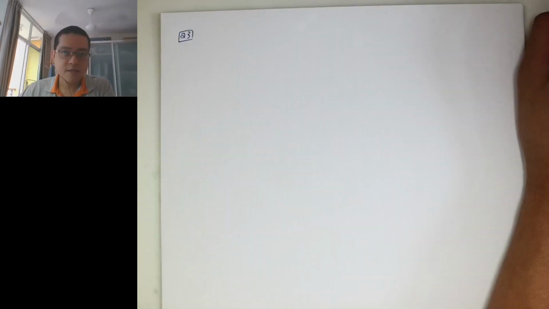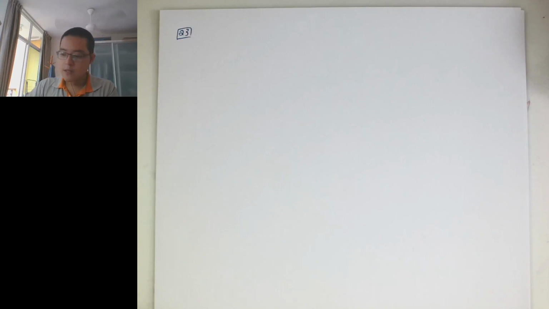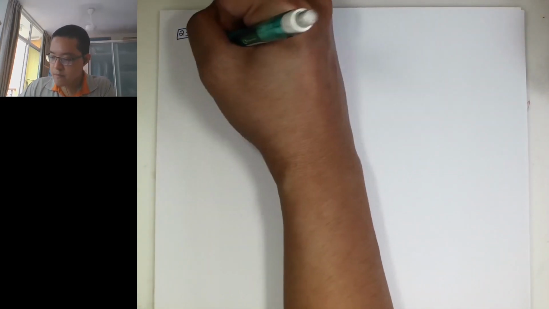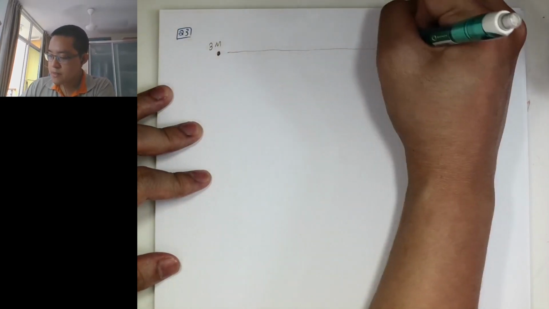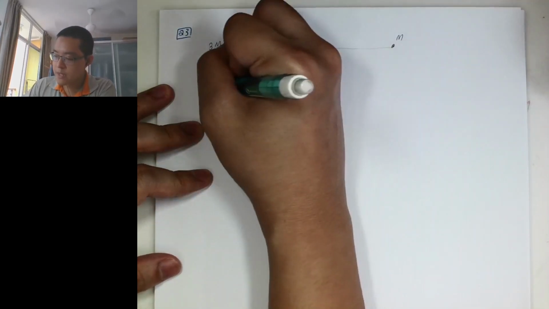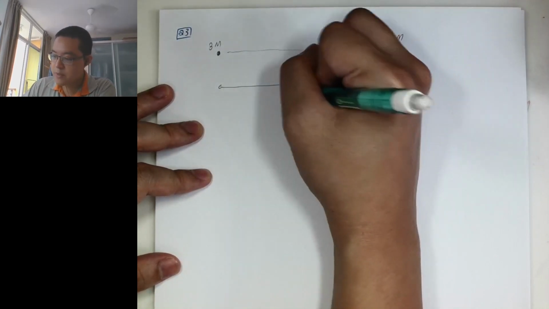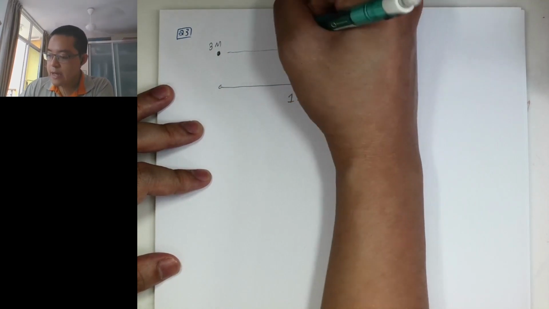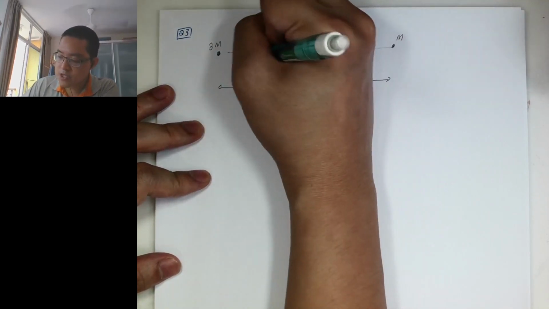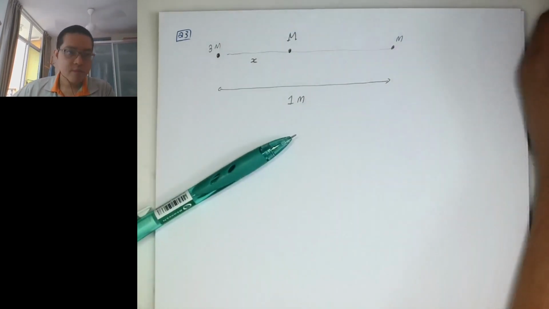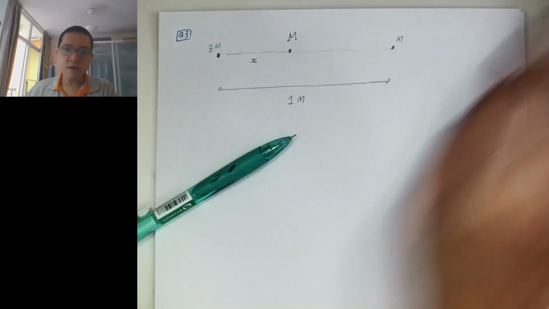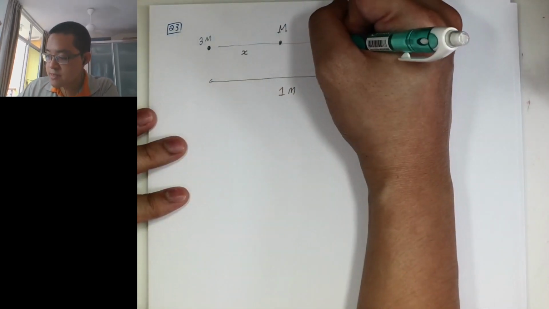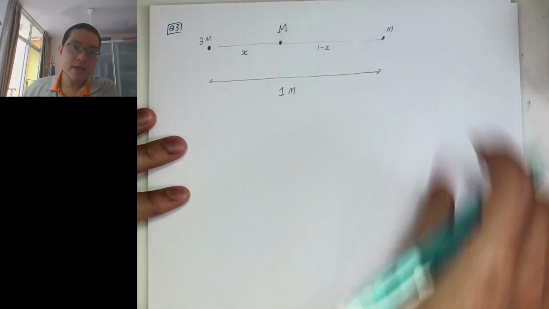So let's solve this. I have a particle of mass 3m, and it is located 1 meter away. So from here to here is 1 meter. Then I want to put a third mass, and I don't know where to put it. So let's call this position x, away from the 3m mass. So if this is x, then what is this? 1 minus x, correct?